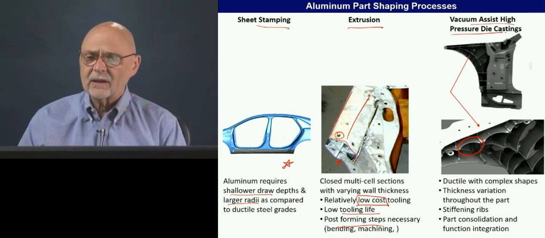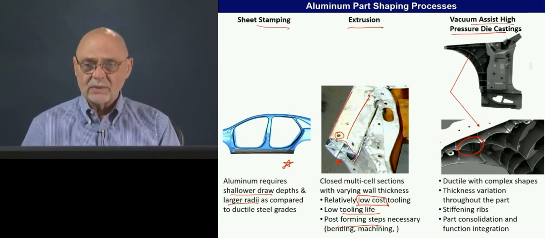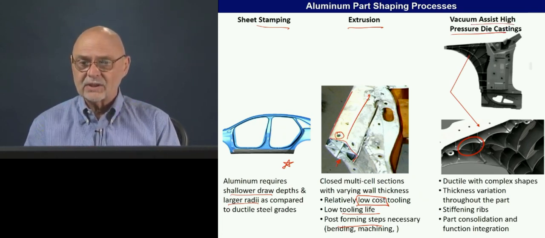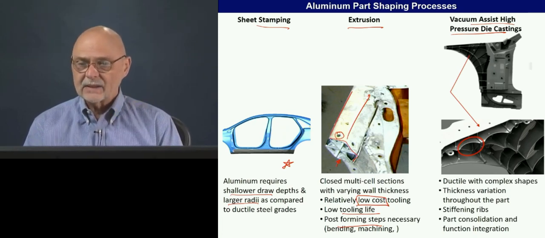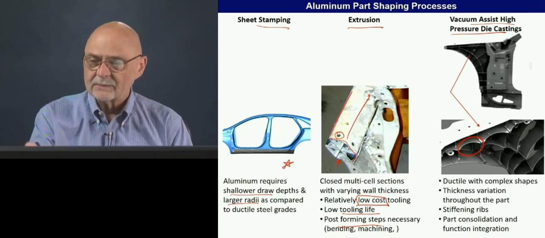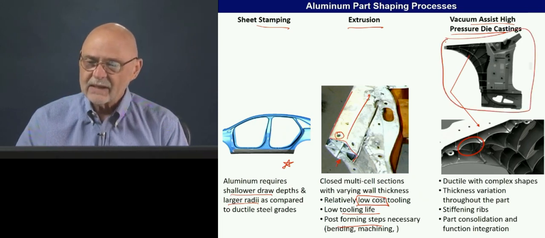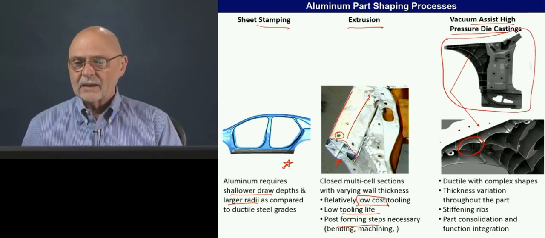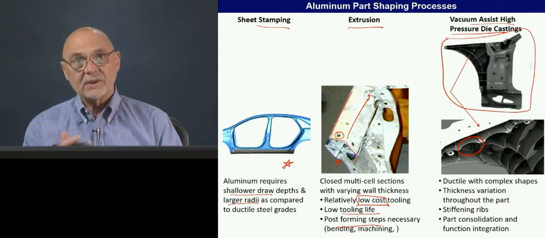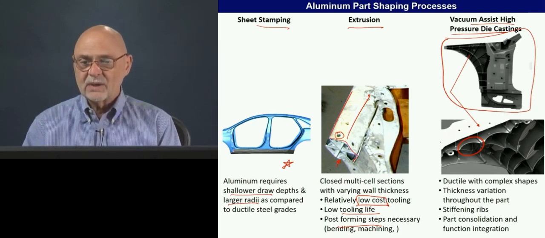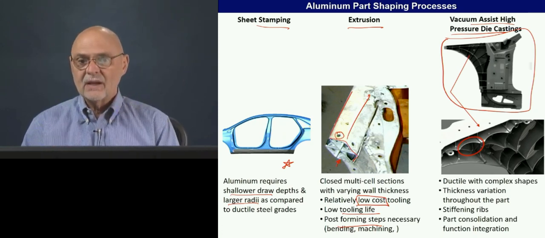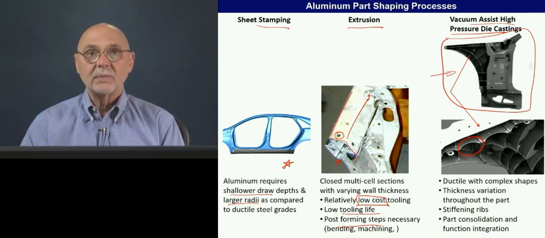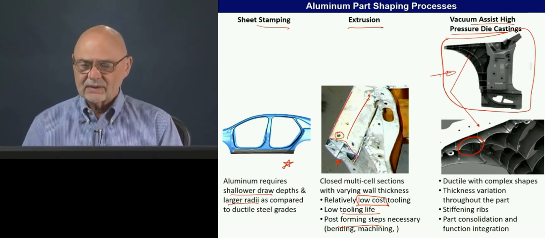The other area available in aluminum, generally not available in steel, is this idea of die casting. And this is an example of a die-cast hinge pillar. If you remember from our discussions with steel, this would be a multi-piece stamping, which would have to be spot welded together. So here we just have one piece coming out of the process.